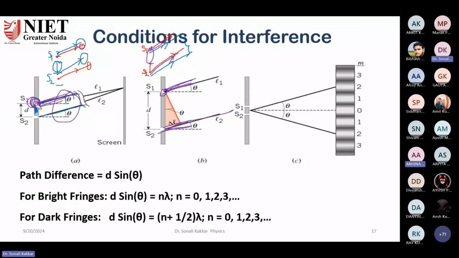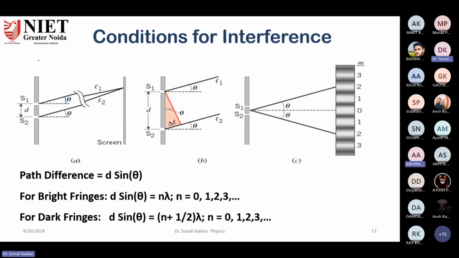Yes, ma'am. I think it was Ayush's doubt. Whose doubt was this? Abhinav. Okay, Abhinav, is it clear now? Yes, ma'am. If you still have this doubt, when we discuss diffraction, I think your doubt will be clearly solved by that time. If some doubt is still left, okay, ma'am.